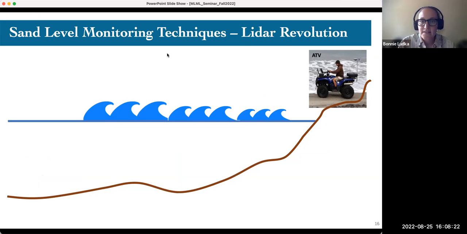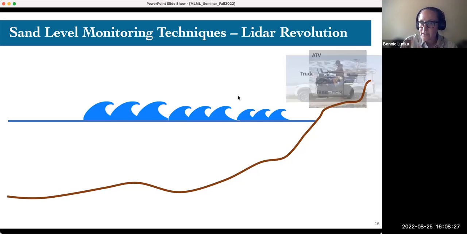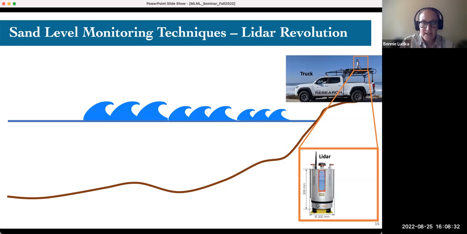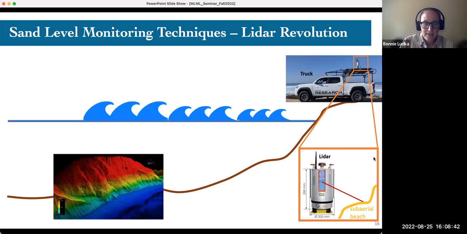Okay, and now what we have is what I call a LiDAR revolution, where the ATV has been replaced with a truck that has a scanning laser mounted on top of it. So this is our LiDAR, and we use that to measure the subaerial beach. This is an example of what that data looks like, and you can see that it is incredibly high resolution. We can see ripples of sand on the beach, and we're not only getting the beach now, we're able to monitor the cliffs as well.